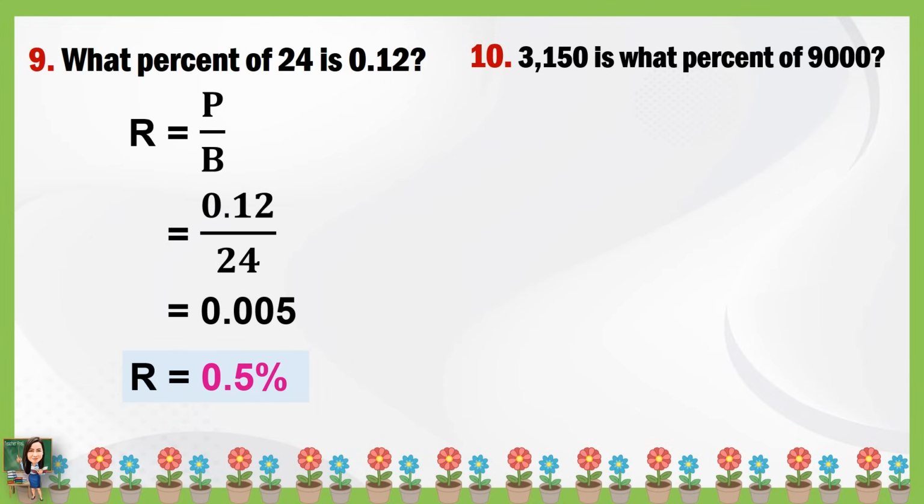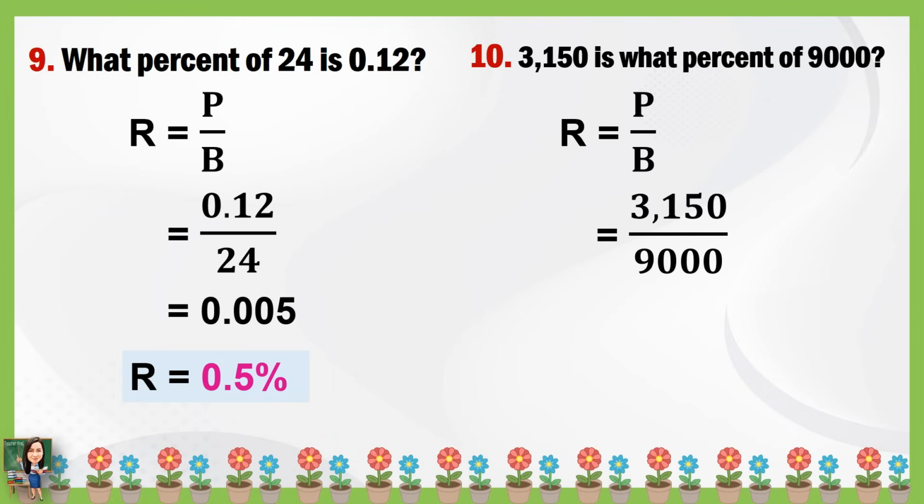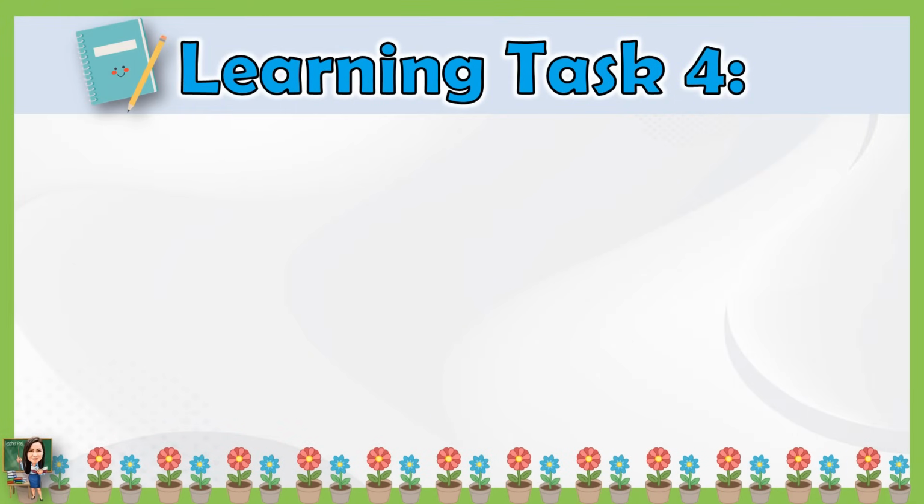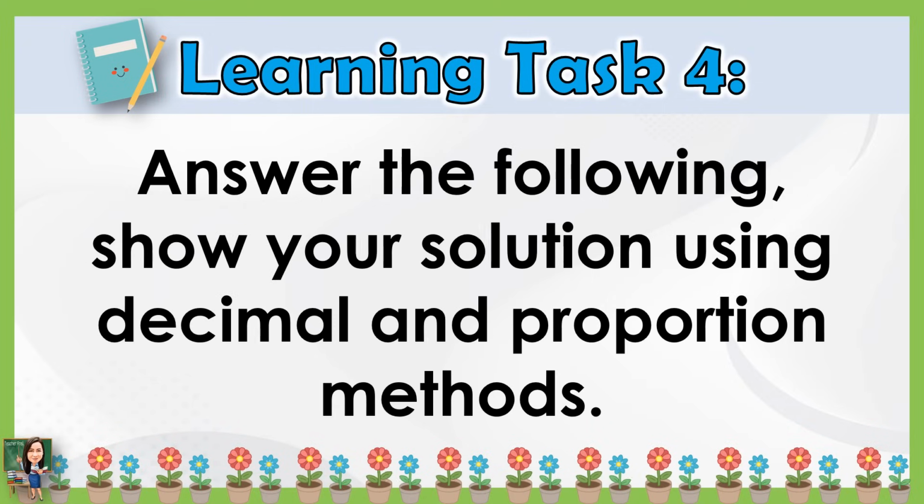Number 10. 3,150 is what percent of 9,000? Use this formula. 3,150 divided by 9,000 equals 35 hundredths. The rate is 35%. And for Learning Task 4, answer the following. Show your solution using decimal and proportion methods.